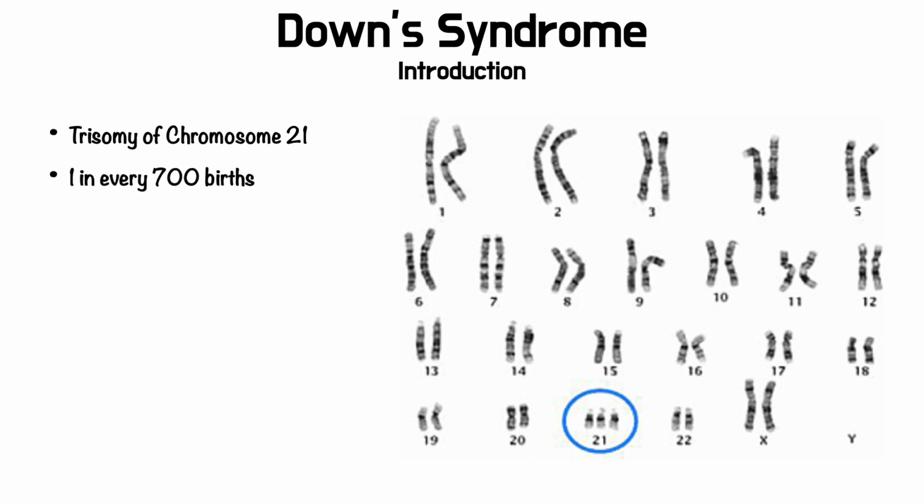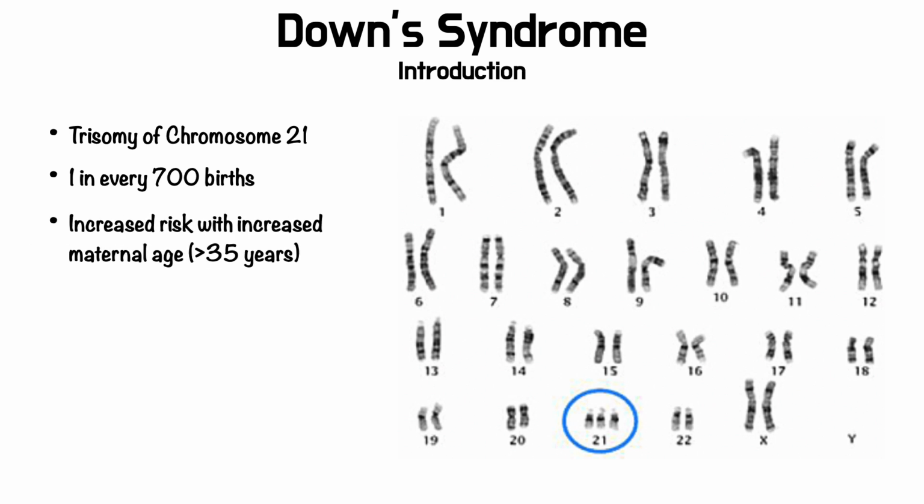It happens in one in every 700 births, with increased risk with increased maternal age, which is increasing these days, as people get pregnant later in life, like greater than 35 years of age, and that will lead to an increase in Down syndrome. That is why you are advised to be pregnant or do the delivery before you turn 32. So that is the safest time, right?